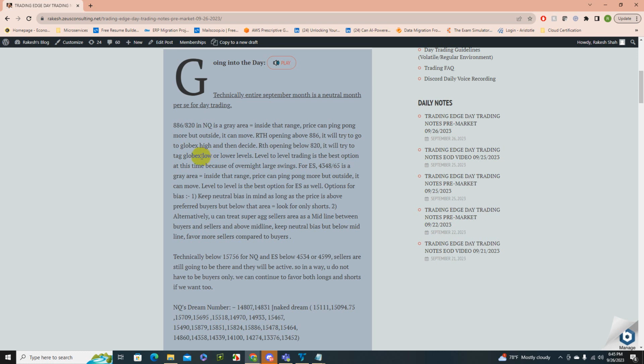For ES, 43.48 to 65 is a gray area. So 65 to 48, 886 to 820 is a gray area. Same description as NQ.